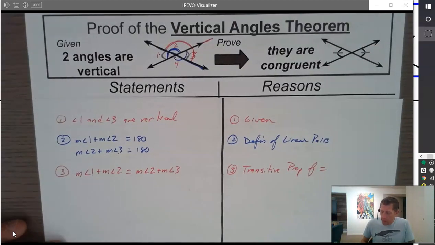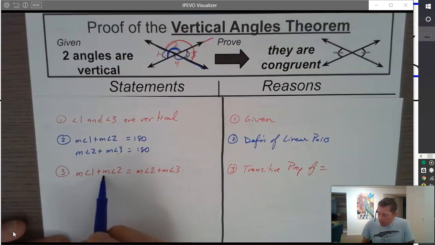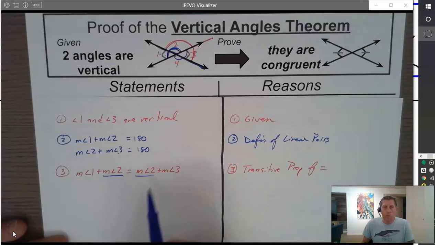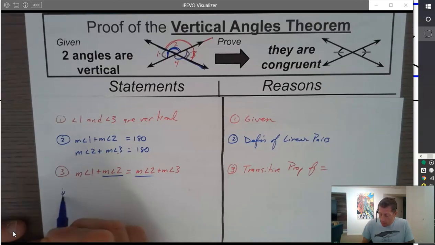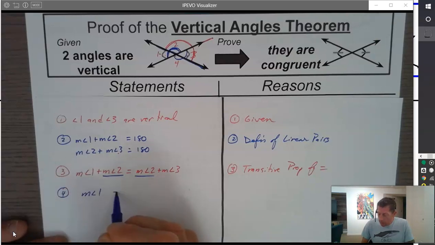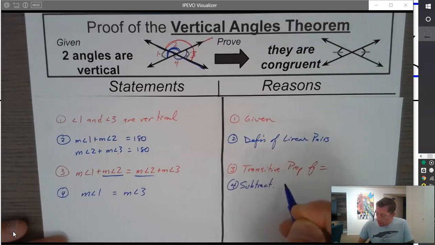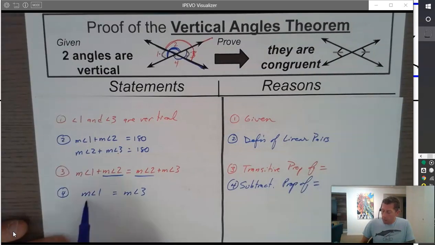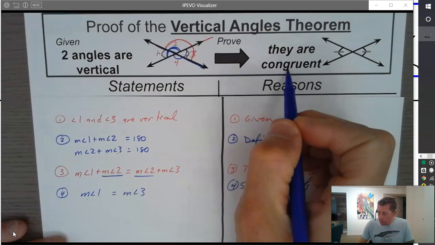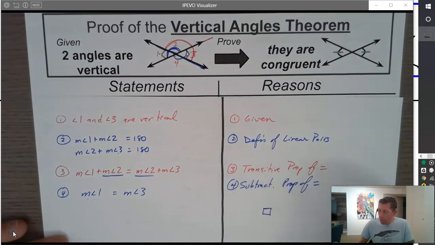Okay. Now, I'm noticing that I have the measurement of angle 2 on both sides. Now I can just subtract those away and say the measurement of angle 1 equals the measurement of angle 3. And that's my subtraction property of equality. Measurement of angle 1 equals the measurement of angle 3, proves that they are congruent. Therefore, we have proven the vertical angle theorem. Yes!